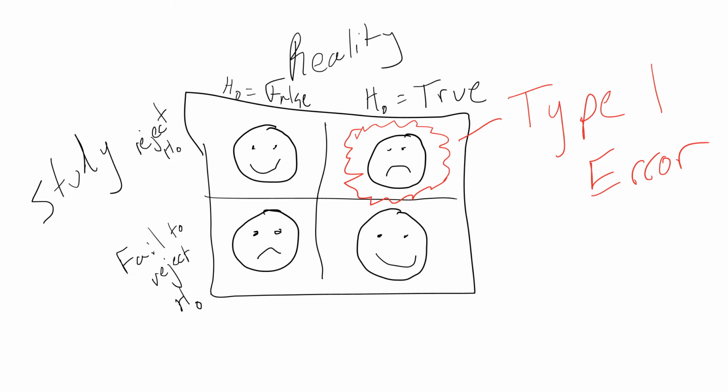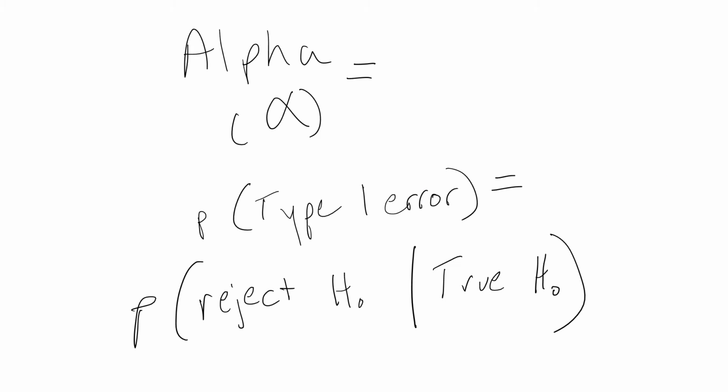Type 1 error is the case where, in reality, the null hypothesis is true, but in our study, we reject it as false. Type 1 error is represented by the symbol alpha. More technically, alpha represents the probability that we reject the null hypothesis in our study given a true null hypothesis in reality.